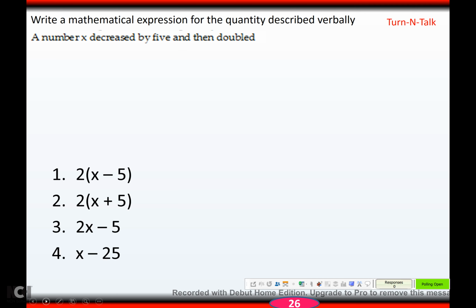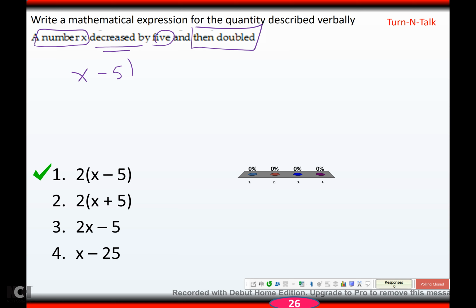All right, so pause and translate. And we're back. And hopefully you answered 1. A number x decreased by minus 5. And then that means everything you've done up to that point is doubled.